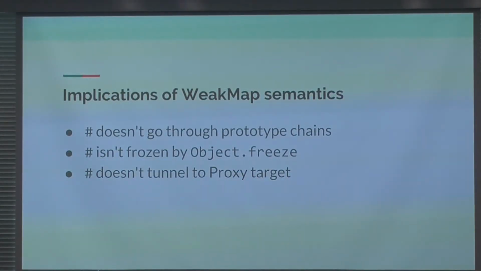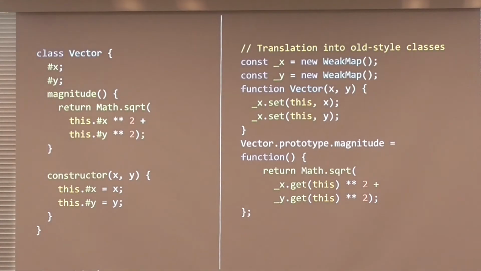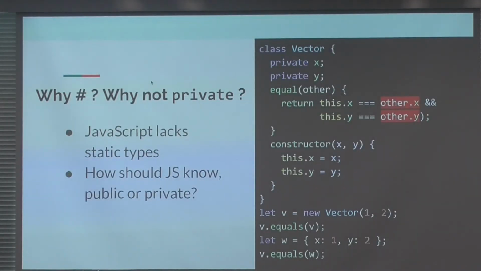There's some interesting implications. Hash doesn't go up prototype chains. It just has to be accessed on that one instance. It's not frozen by object.freeze. So if you object.freeze a vector, the things inside will still be mutable because freeze won't affect the weak map. And hash doesn't tunnel to proxy targets. If you make a proxy of this vector, and you call the magnitude method on that proxy, then it will fail because the proxy itself isn't present in the weak map. So it won't have the hash x or hash y fields.